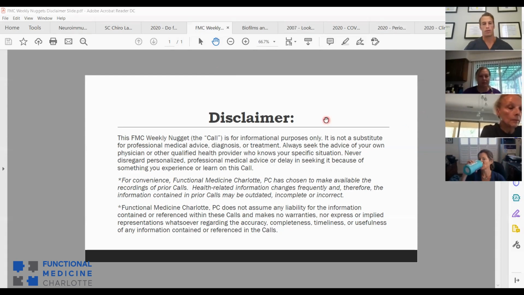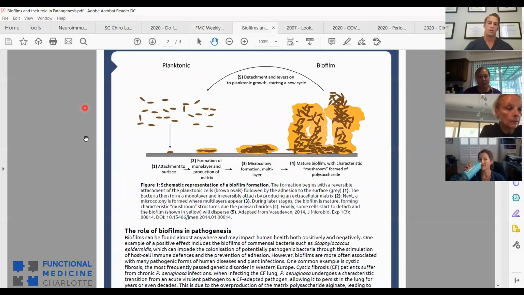So, biofilms, what are they? Why are they important? Biofilms are communities formed by bacteria that basically allow them to protect themselves from our immune system, from antibiotics, from attacks from the environment. So just like you and I don't want to be injured, our cells don't want to be injured, bacteria living on and within us don't want to be injured and don't want to be killed.